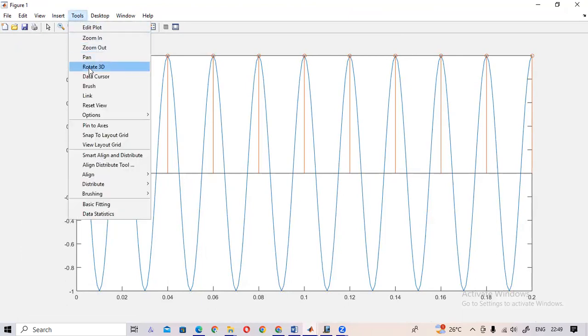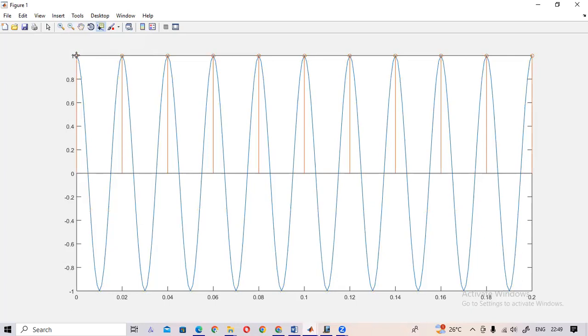Same way you can go to the data cursor and check. So this is 0, 0. Then after 0.02, you get the next sample. So this will be at 0.02. This will be at 0.04. Likewise, you get other samples.